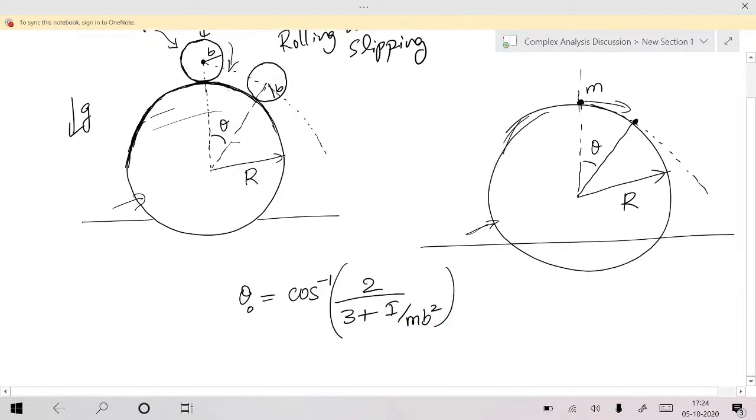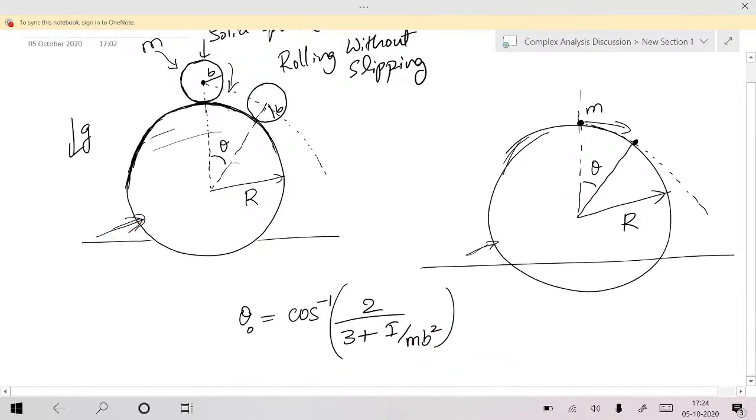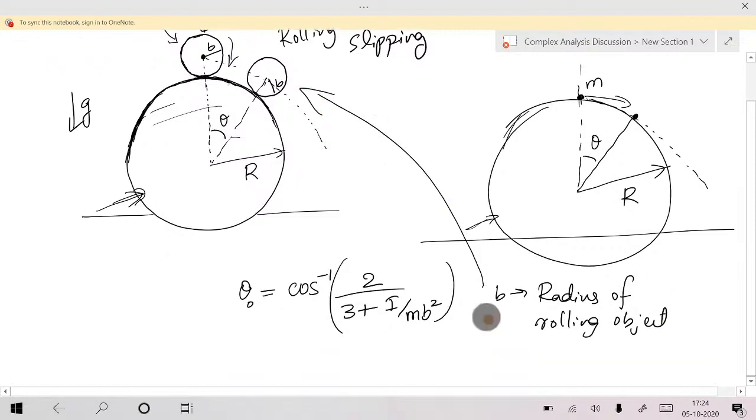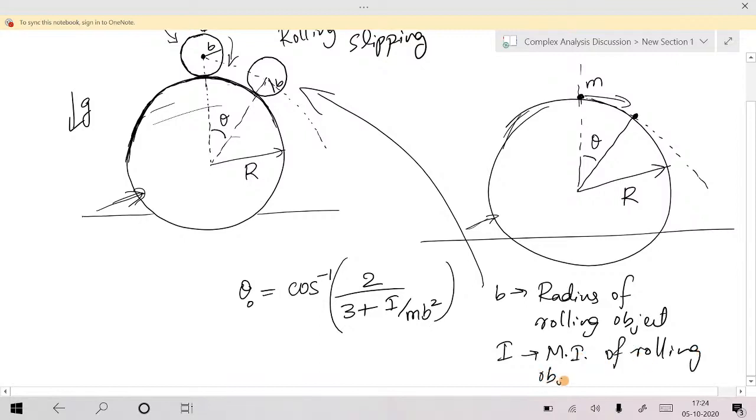This doesn't depend on the radius of this big sphere. It even doesn't depend on the radius of this small sphere also. We shall see that one. Here, b is the radius of the rolling object, and I is the moment of inertia of the rolling object about an axis passing through the center of mass, perpendicular to the plane of the page, whatever I'm showing.